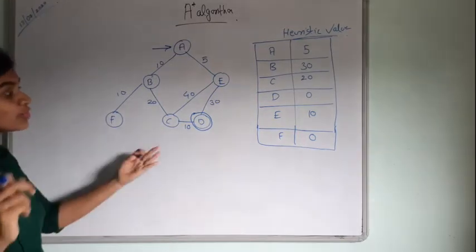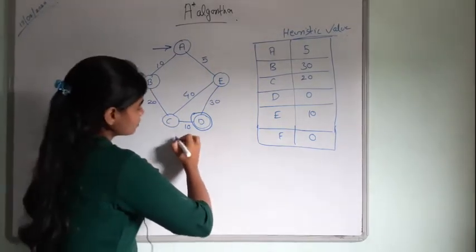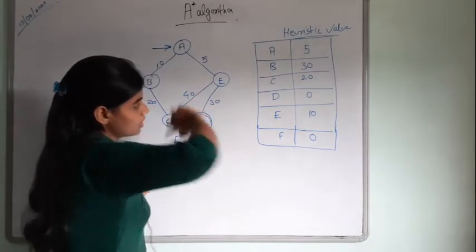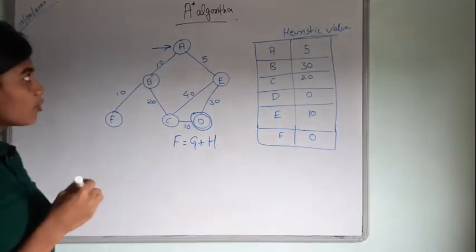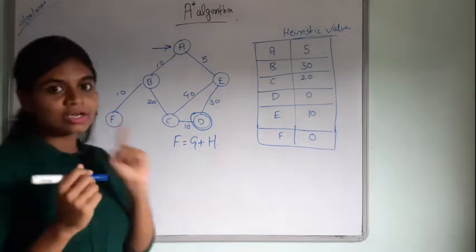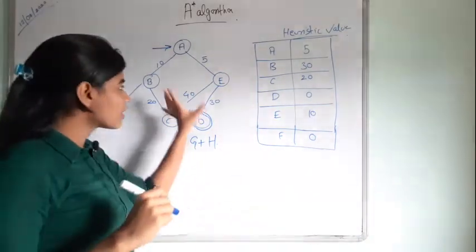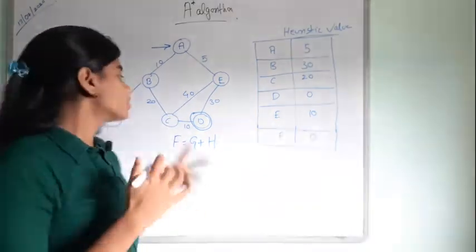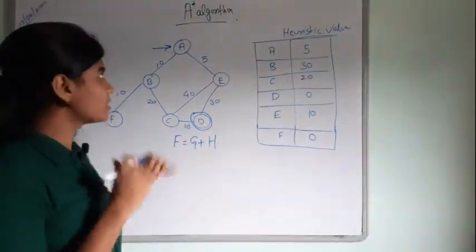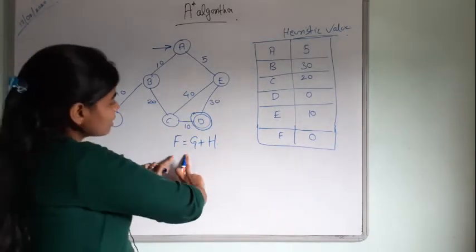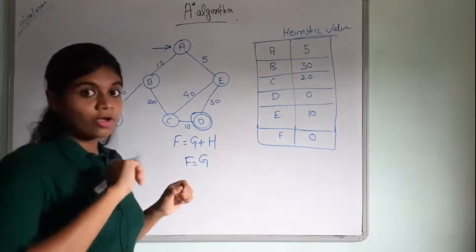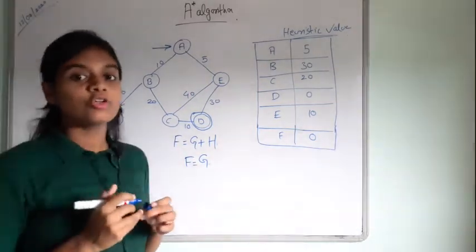Means we have to use here the formula of F is equal to G plus H. I have told you before that the A-star algorithm comes under informed search, but it seems like the uniform cost search that you have learned before. In uniform cost search, the difference is that F is equal to G. Here it comes as F is equal to G, meaning H doesn't come in the uniform cost search.